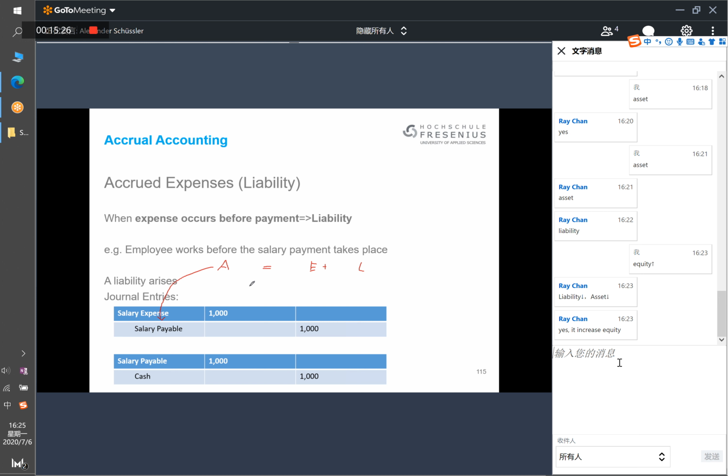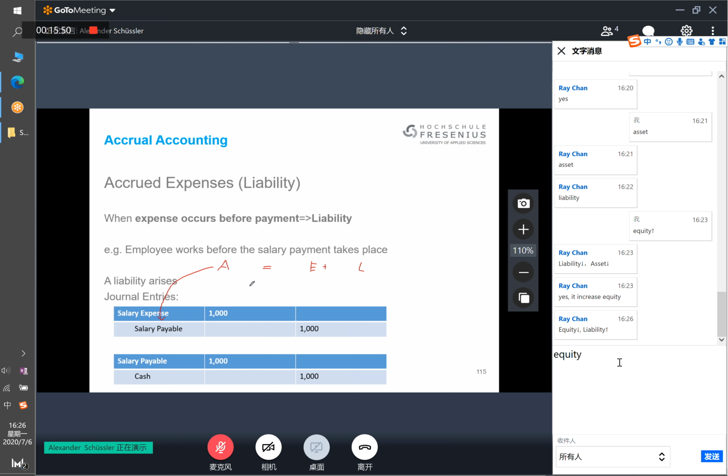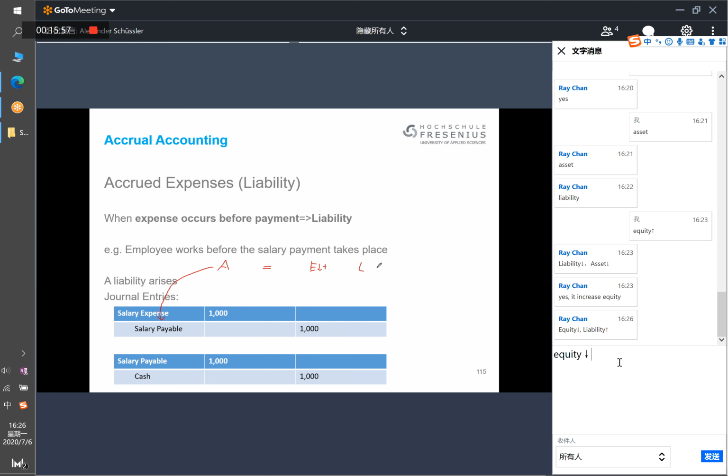So here, what do I have to write? If you debit salary expense, what is it? Is it related to assets? Is it related to equity, to liabilities? I have an expense. Equity down, and liabilities up. Very good, Raychan.